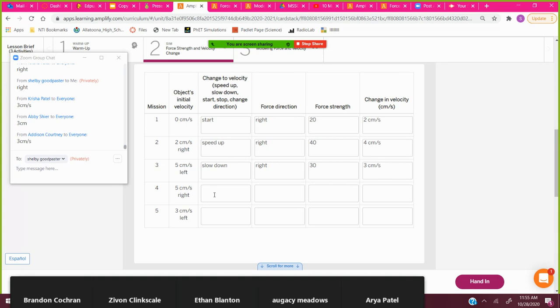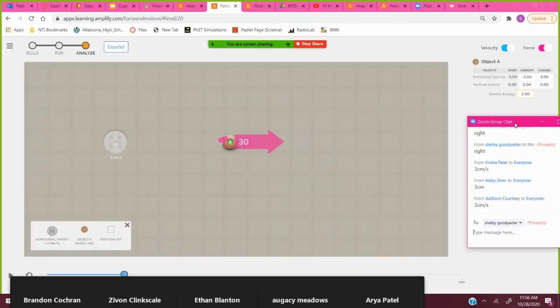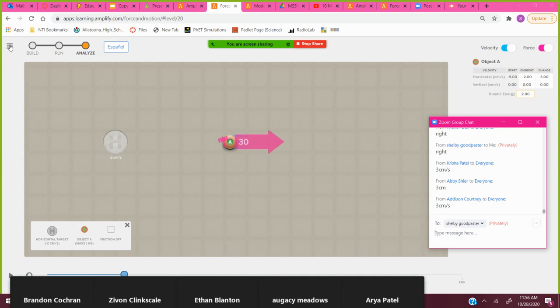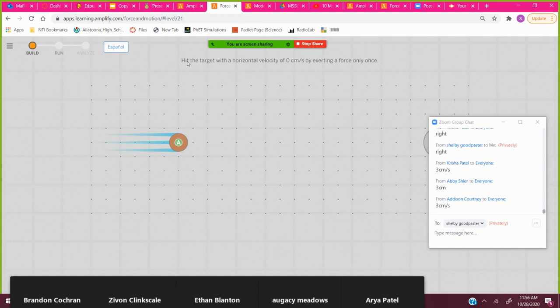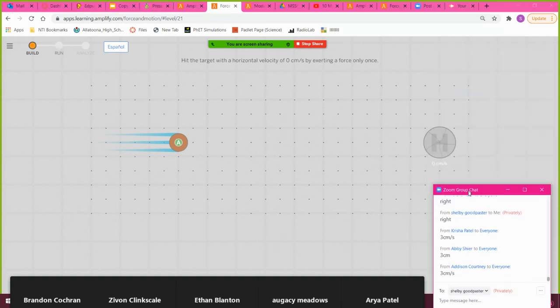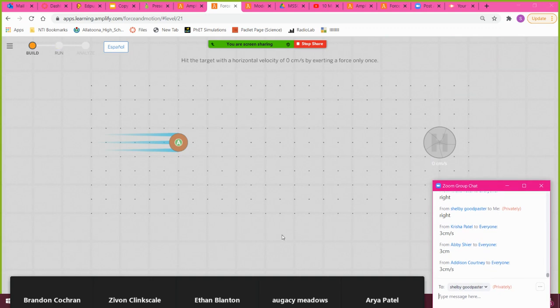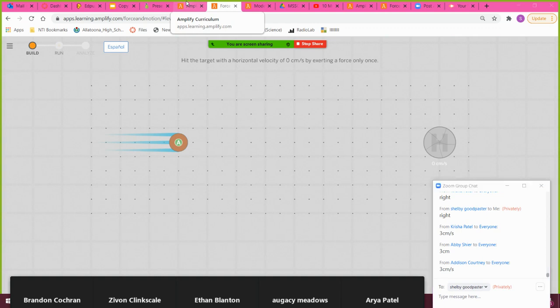All right, we're going to do this last one, and then we're going to move on to the next thing. Okay, so I'm going to open up our fourth mission. Our mission is to hit the target with a horizontal velocity of 0 by exerting a force only once. Okay, so 0. So that means, what do we want to do to this object? If we want a velocity of 0, what do we need to do to this object?